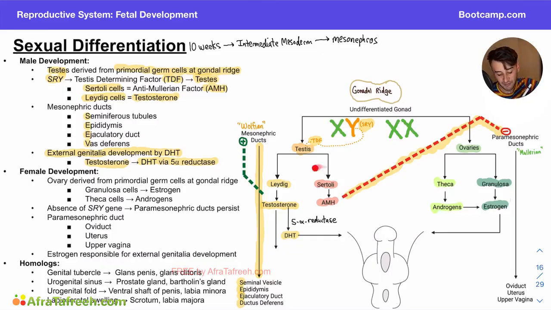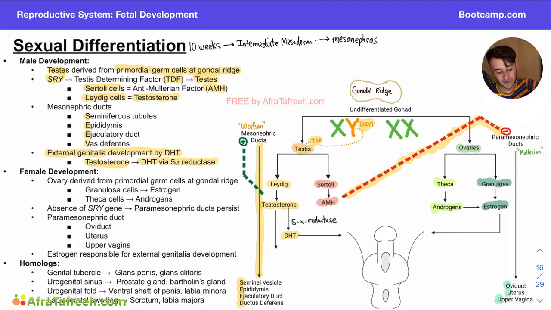Additionally, since we never made Sertoli cells because we didn't have testes, we are going to have failure of AMH production, and so we're not going to have inhibition of our paramesonephric ducts. Rather, they are going to maintain themselves, and we're going to get production of some important structures, these structures being the oviduct, the uterus, and the upper vagina.